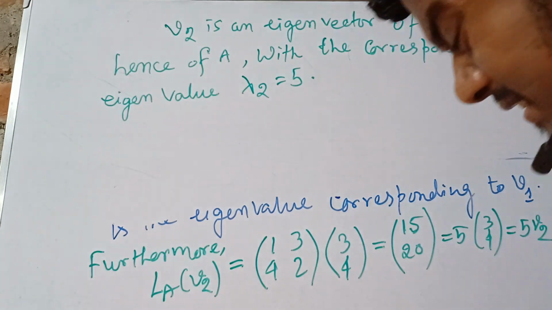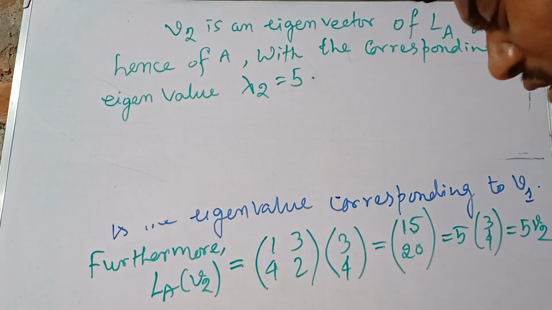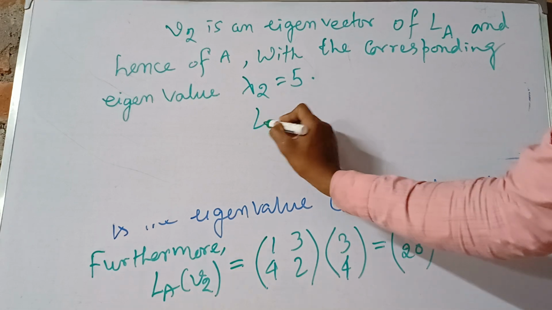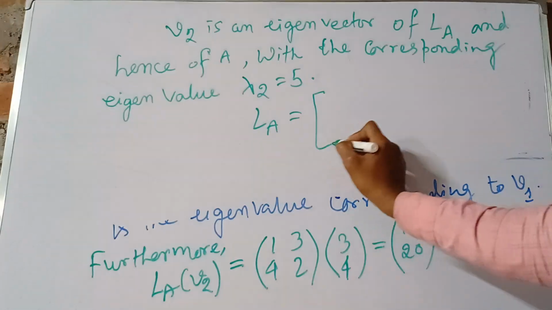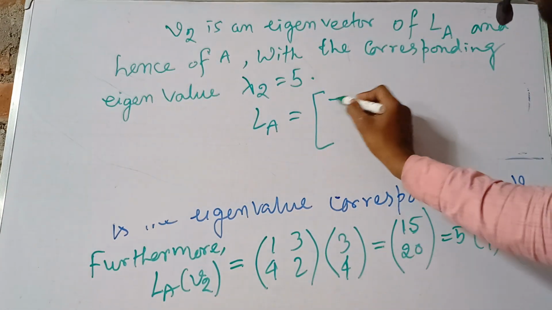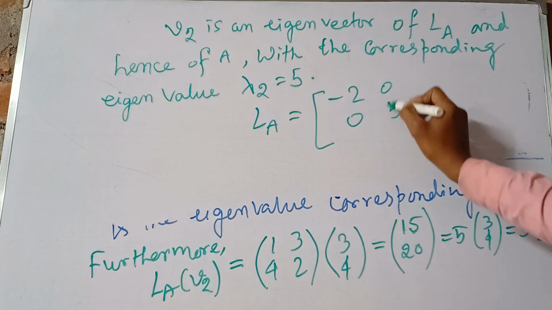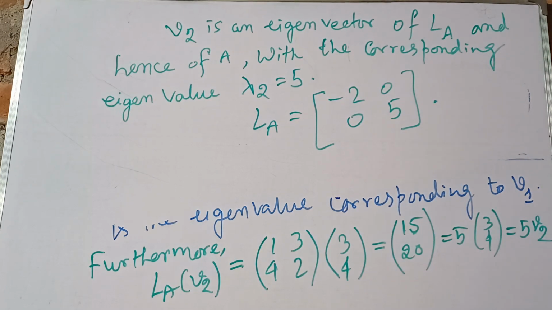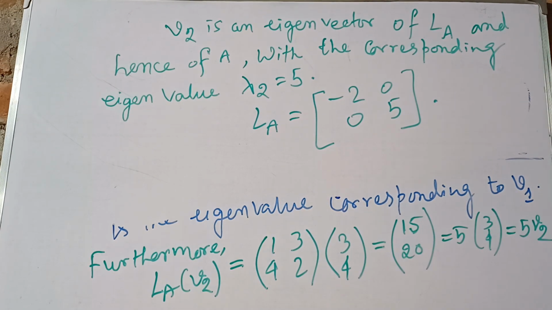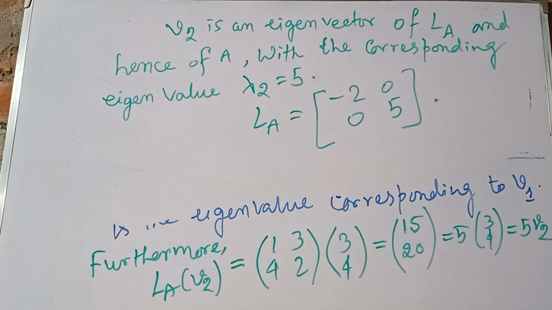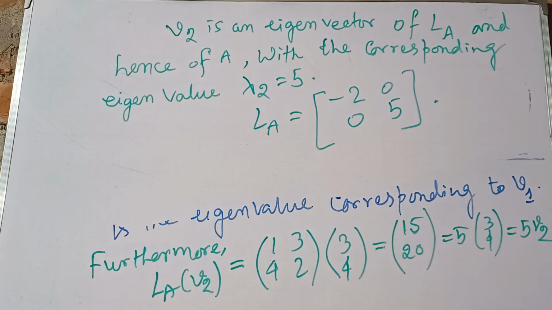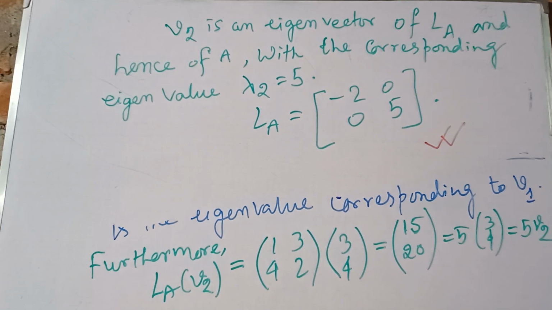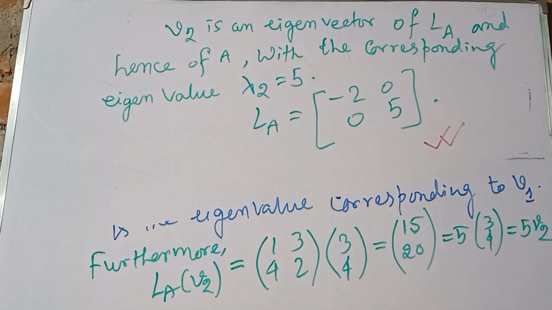Then we also find L_A. L_A equals the diagonal matrix with minus 2, 0, 0, 5. So in this way we handle this eigenvalue and eigenvector problem. I think everyone understood this easily. This one is an easy example. So today I stop here.